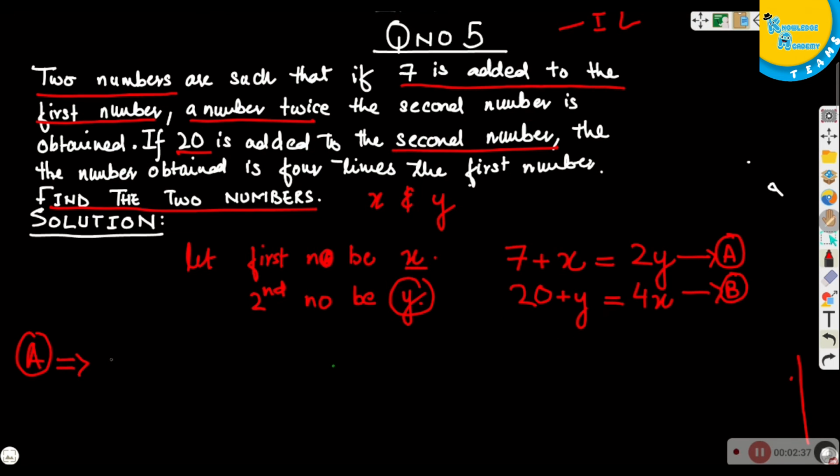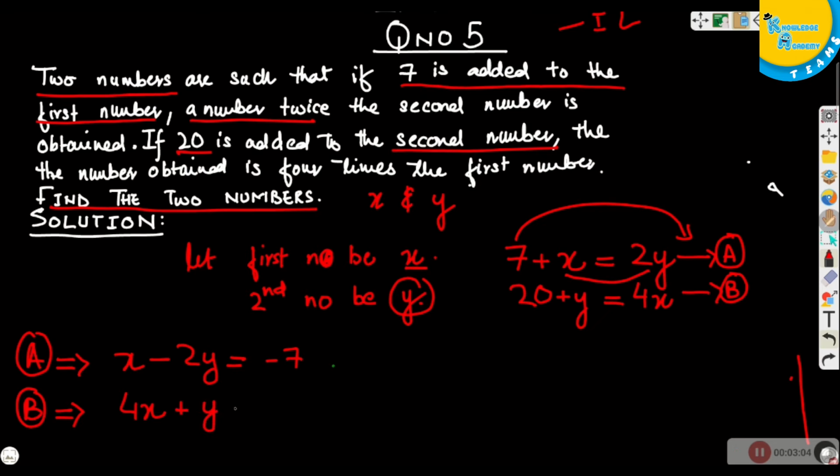A implies that x minus 2y is equal to minus 7. The 7 will go to the other side of the equals sign, and 2y will come here. And now equation B implies that 4x plus y is equal to 20. This 4x will come on this side, and 20 will go on the other side. The sign will change. So now we have got the equations in regular form. Let's call them C and D.